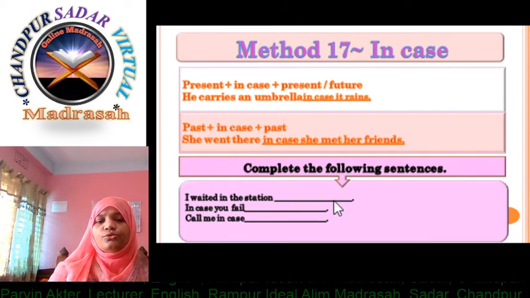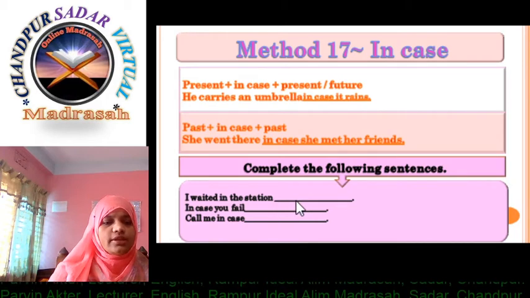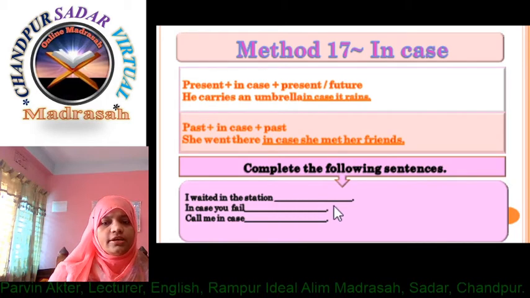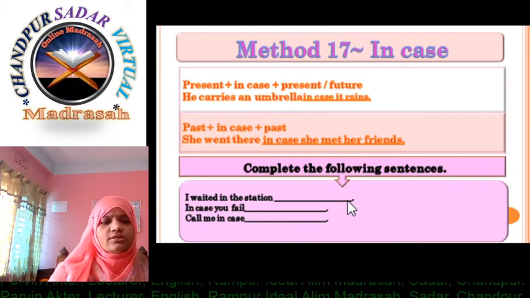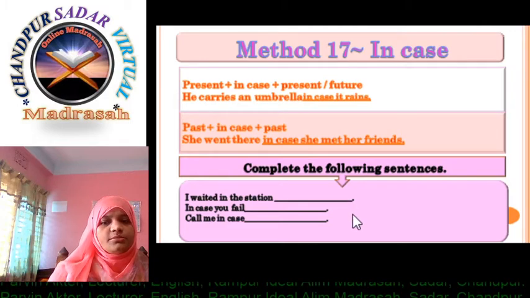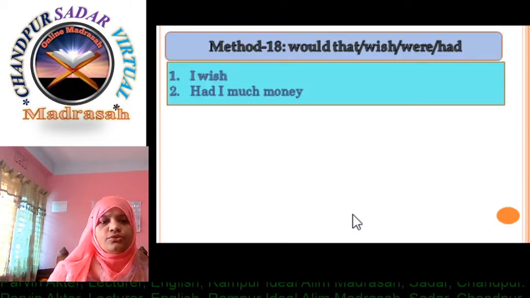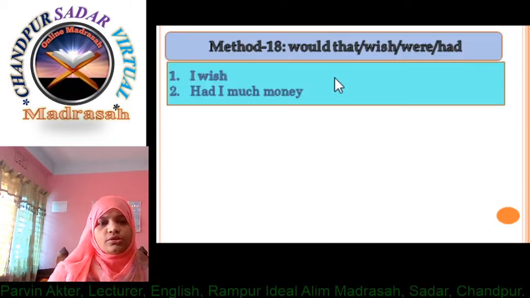So verb 2. The second one also will be 2. I waited in the station in case I met my friends or met my cousins or met my father or met my relatives. Clear, my students?